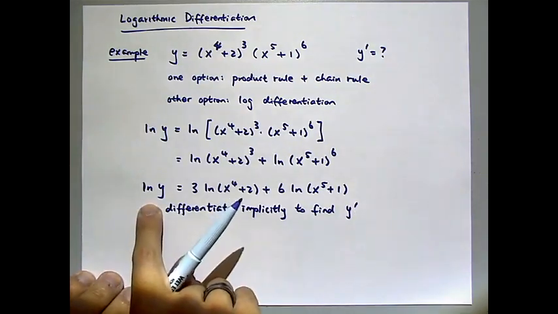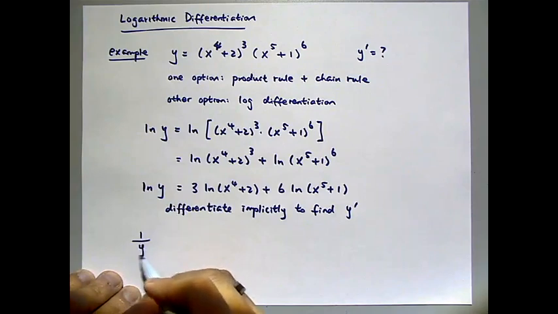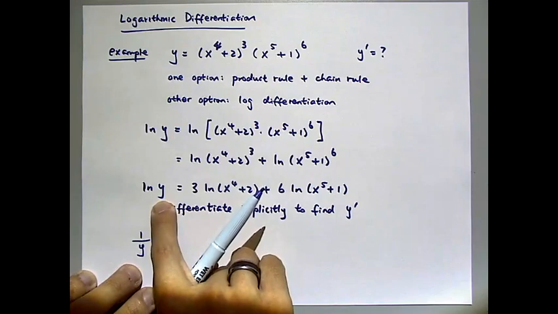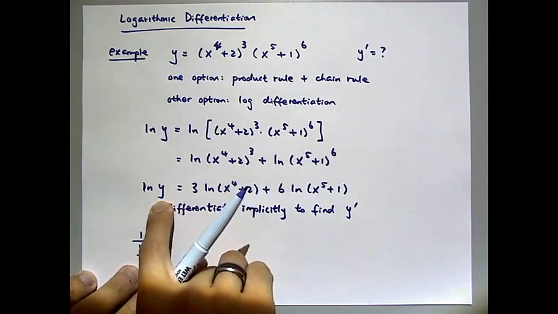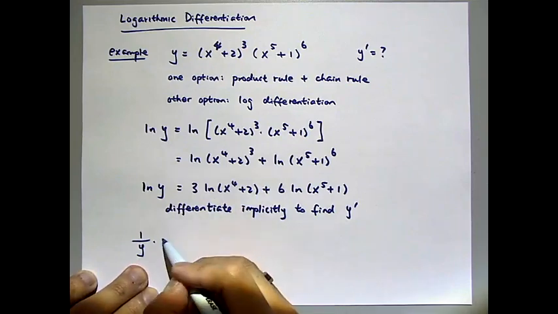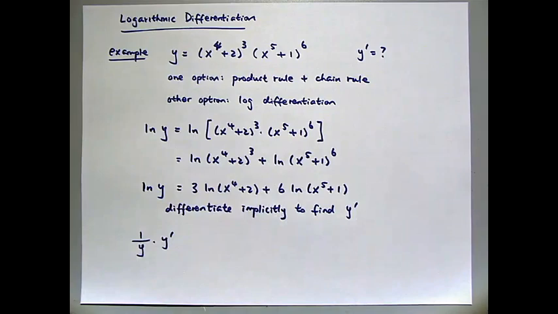Left-hand side, ln of whatever is 1 over that whatever, times, now we have to account for that this y has something to do with x. We may or may not know what it is, it doesn't matter. The chain rule says we have to multiply by the derivative of that. Once again, left-hand side is ln of u. U is y, so it's 1 over u times du dx, dy dx.